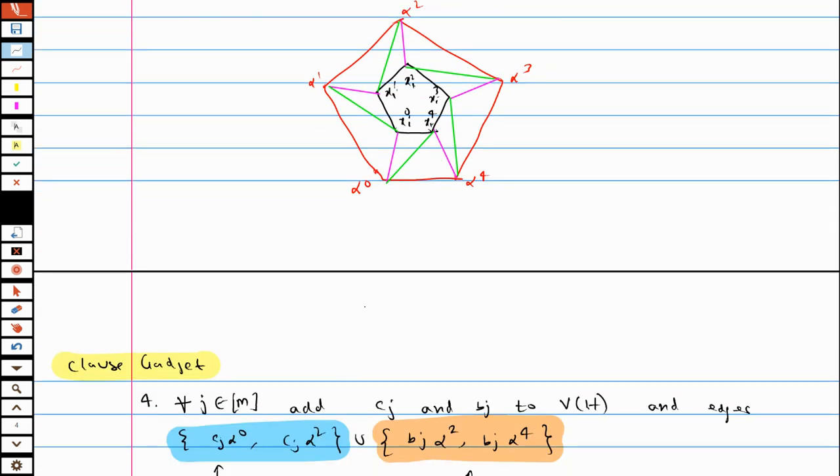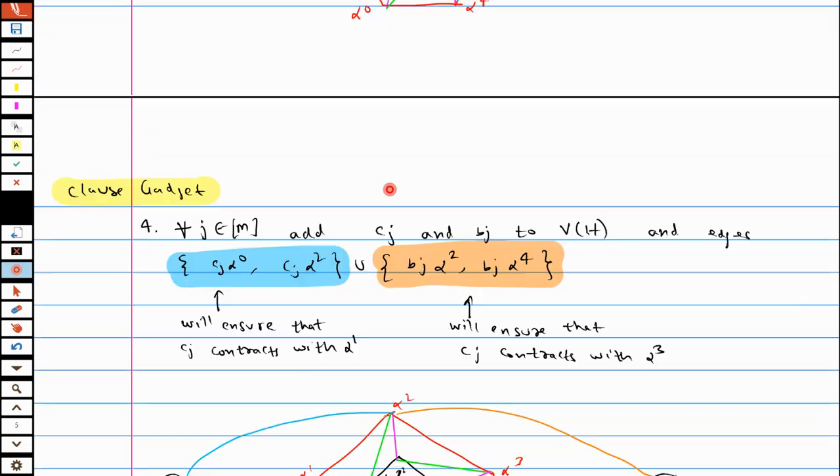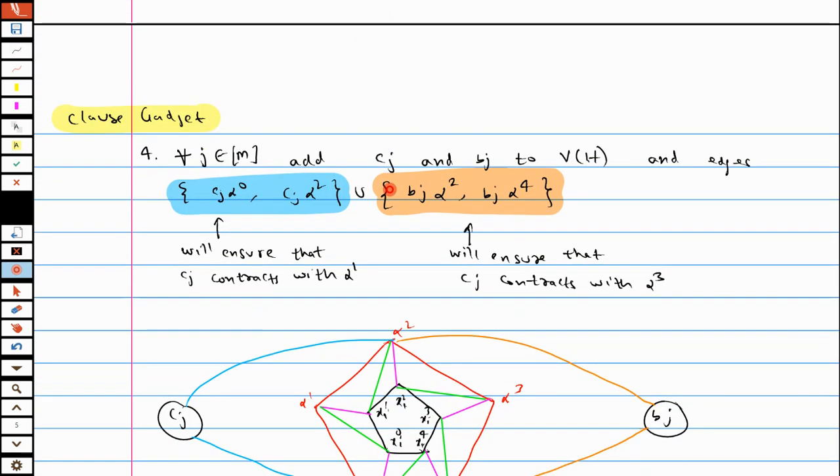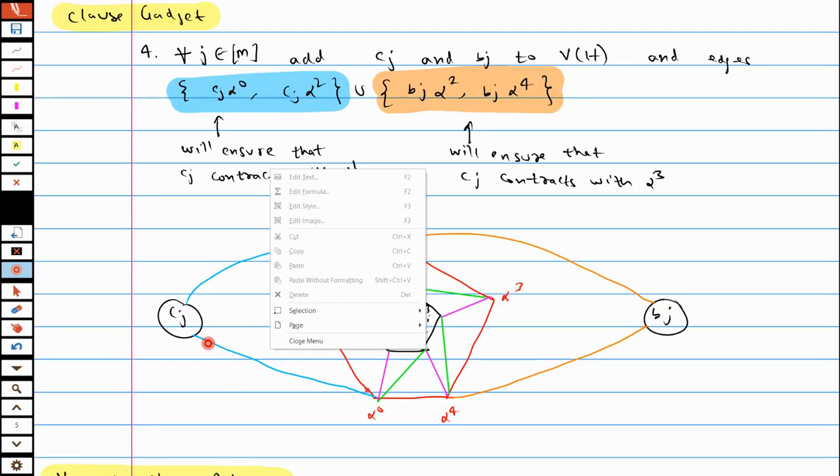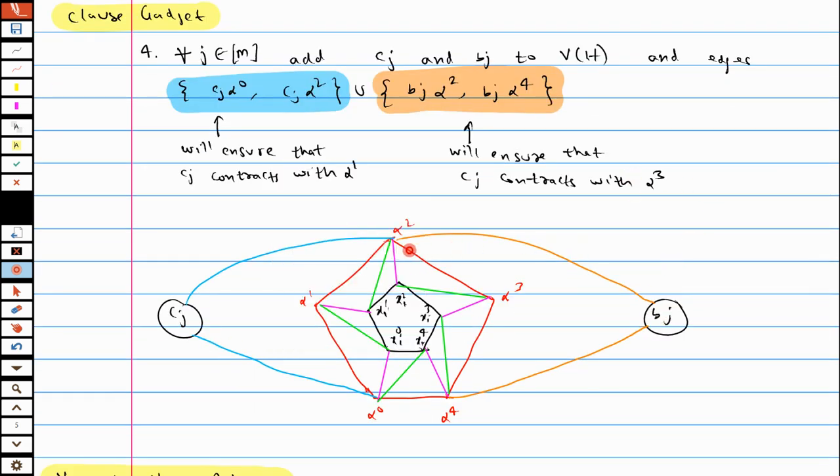And now we'll have the clause gadget. For the clause gadget, we'll have only two vertices, Cj and Bj. For each clause, we'll add vertex Cj and vertex Bj, and we'll add four edges. Two edges will be from Cj to alpha 0 and alpha 2, and two edges will be from Bj to alpha 2 and alpha 4. We add these edges in such a way that when the contraction happens, this Cj will land in the same witness set as alpha 1, and this Bj will land in the same witness set as alpha 3.